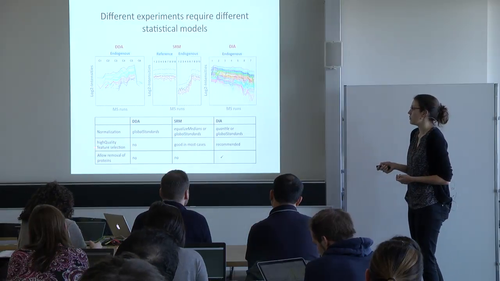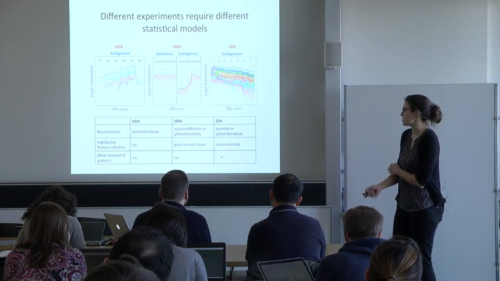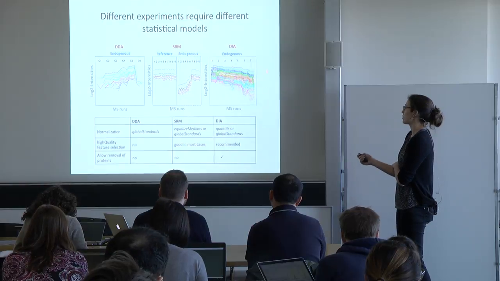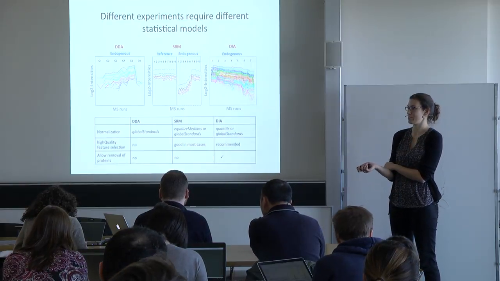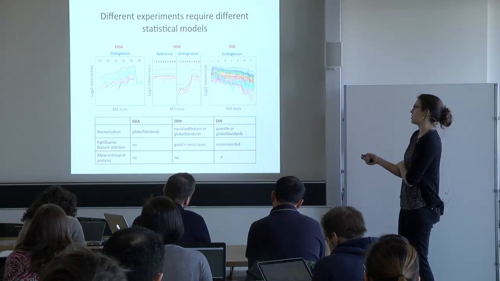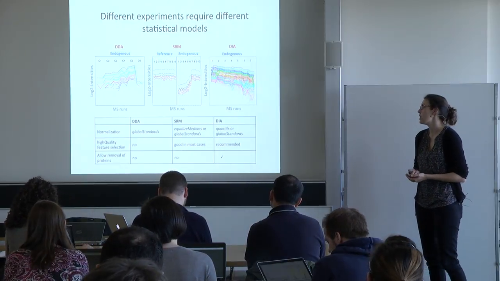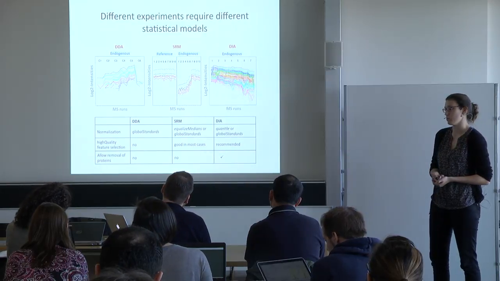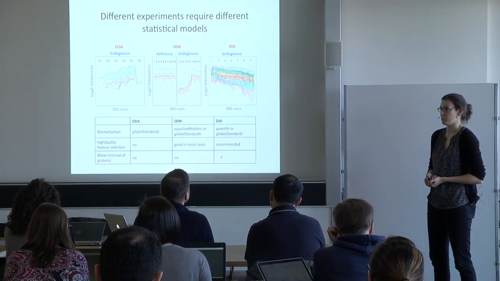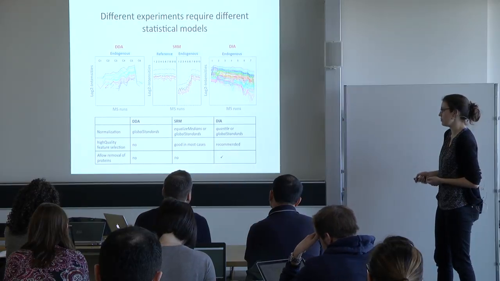Concerning the high quality feature selection, this is especially recommended for DIA for quite obvious reasons, I guess. For SRM, it's also very good when you have quite a large data set. And allowing the removal of proteins is probably only recommended for DIA, because in SRM you're usually very interested in the proteins you selected from the start, so you don't want to get rid of them. And for DDA, this would basically result in a 50% removal of your proteins.